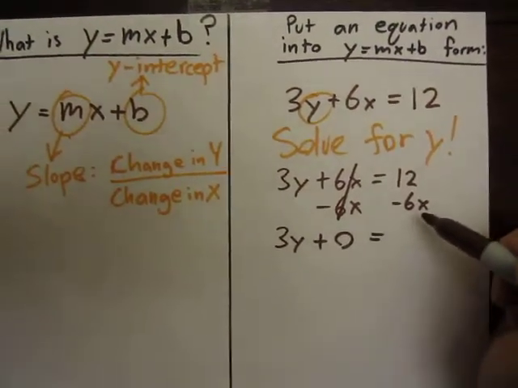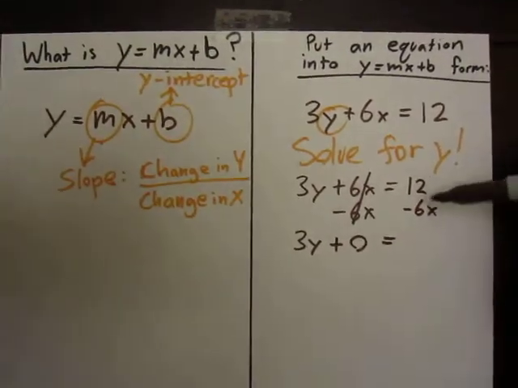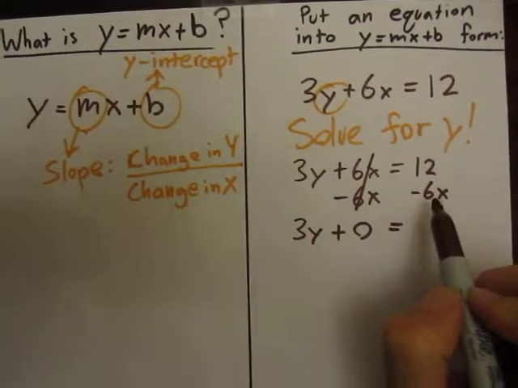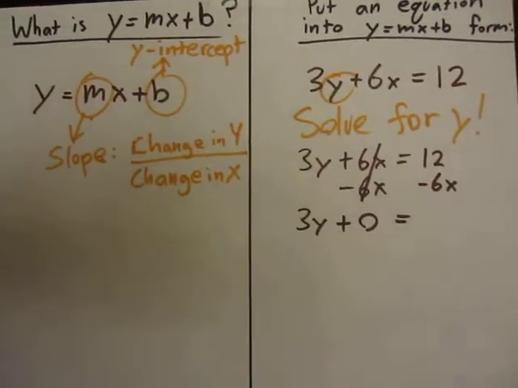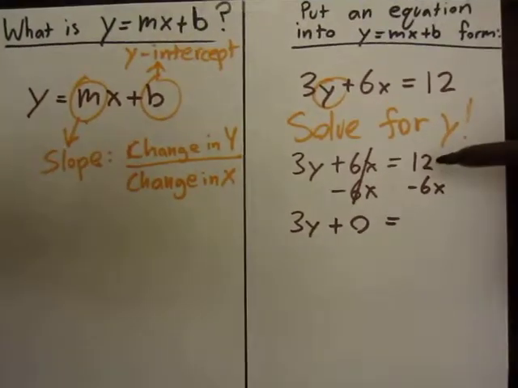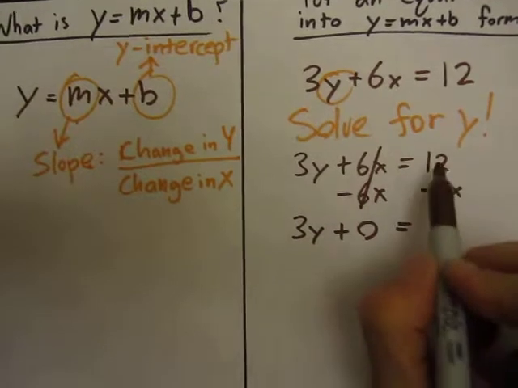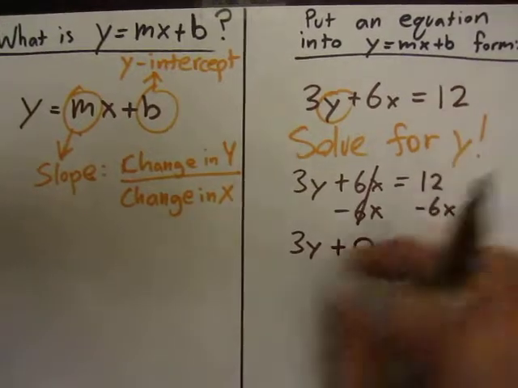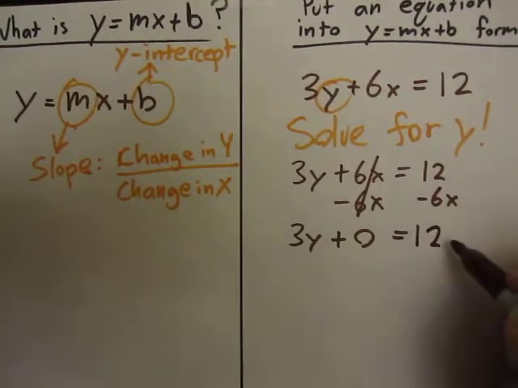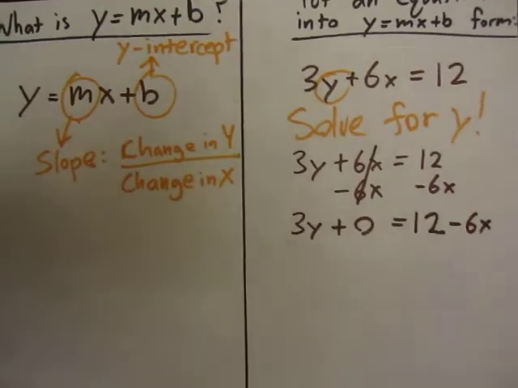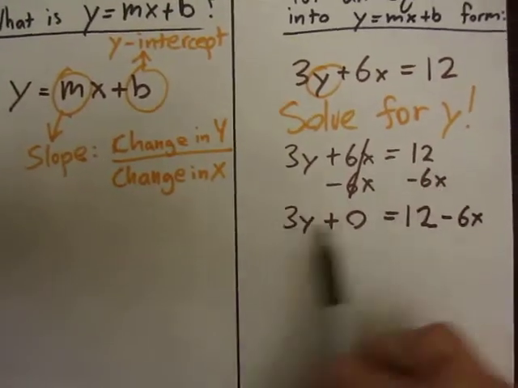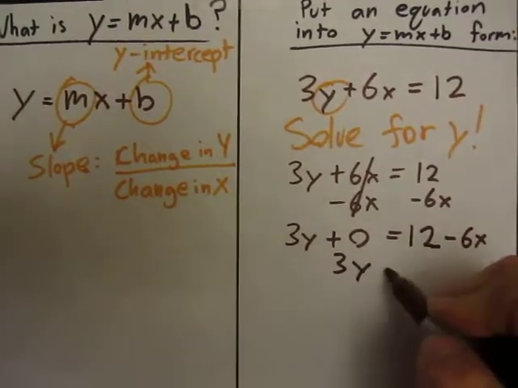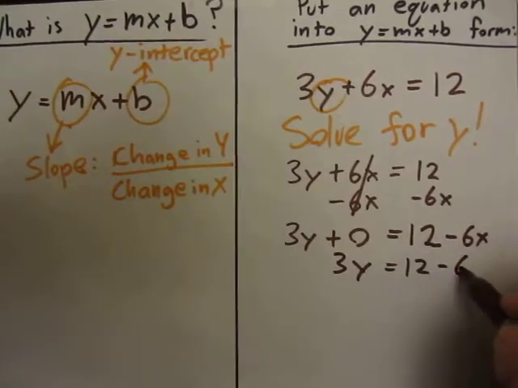equals 12 minus 6x. Now this is where a lot of students get tripped up. The reason is they try to combine unlike terms, or they don't know what to do when they see this. It's like 12 minus 6x, I can't do that. Well, you can. What you can't do is combine these like terms. So if you have 12 minus 6x, or two unlike terms, you just write those out. I can't combine these terms because they're unlike. Now I simplify, so I have 3y equals 12 minus 6x.